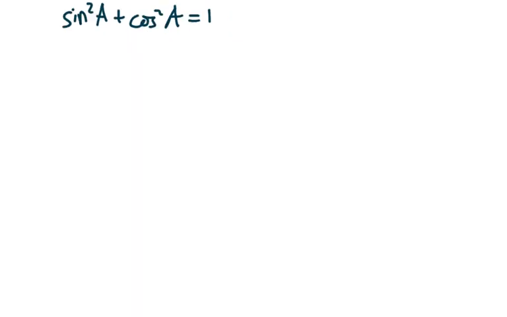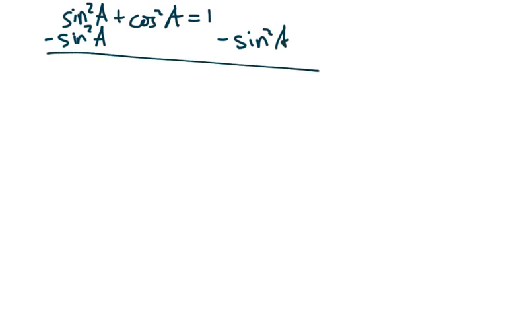So here we're going to do the one we didn't do last time. Last time we subtracted both sides by cosine squared. Now we're just going to subtract both sides by sine squared of A. And you'll get cosine squared of A equals 1 minus sine squared of A. It should look pretty similar to what we had last time.